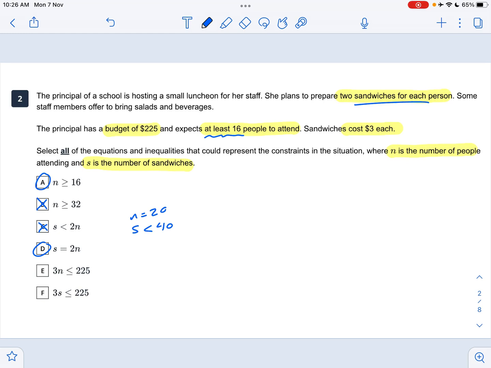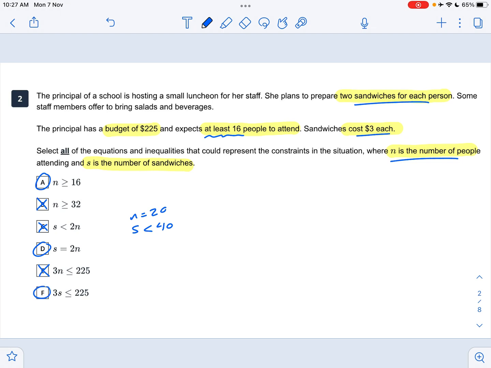The third one, 3n is less than or equal to 225. That is correct. Okay, that is true, because it costs $3 for each sandwich. And so, I'm just a second. That is not true. I'm lying. That's not true, because it costs $3 for each sandwich, not $3 for each person. So on that one, that's not true.